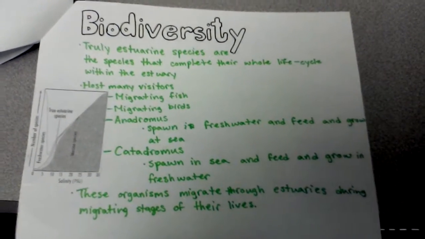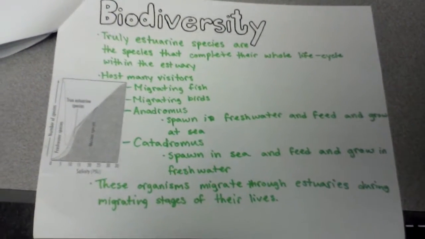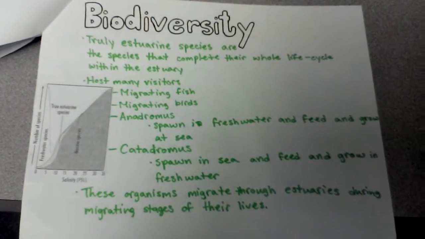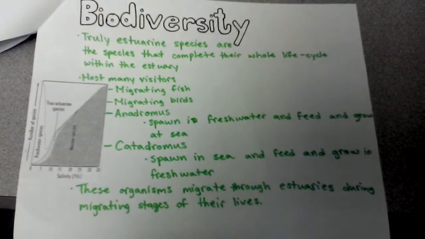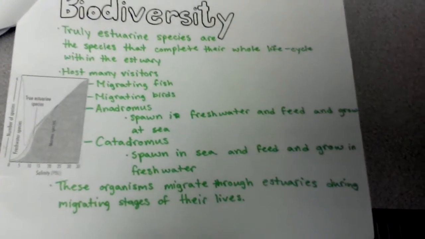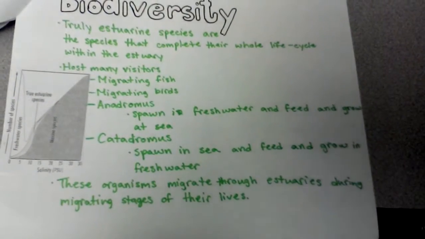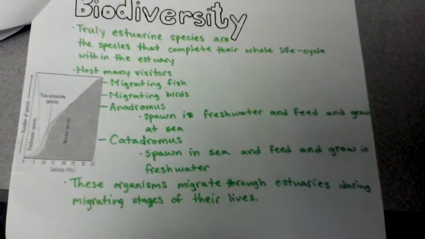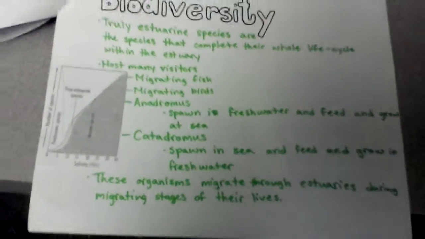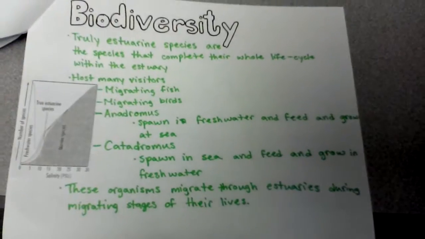Just kidding. Biodiversity in estuary. Truly estuarine species are the species that complete their whole life cycle within the estuary. Estuaries host many visitors. Migrating fish, migrating birds, and anadromous fish spawn in freshwater and feed and grow at sea. Catadromous fish spawn in sea and feed and grow in freshwater. These organisms migrate through estuaries during the migrating stages of their life.